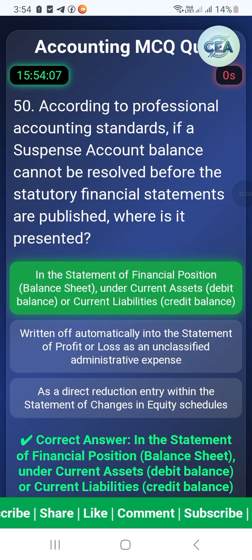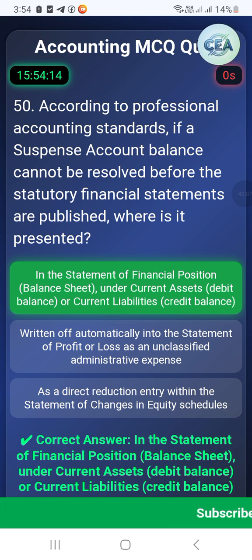Correct answer is in the statement of financial position, balance sheet under current assets, debit balance, or current liabilities, credit balance.